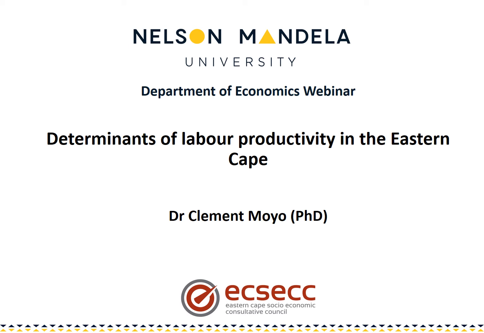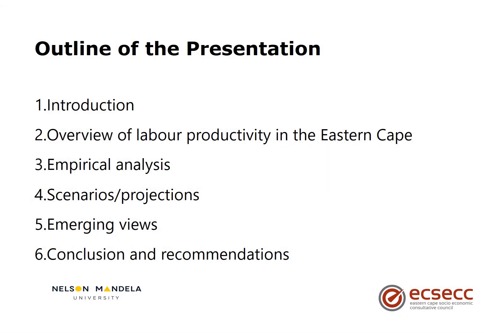Good day, everyone. So this study looks at the determinants of labor productivity in the Eastern Cape. It's one of two studies under the theme of the quadruple challenges that are affecting the Eastern Cape. The quadruple challenges are low economic growth, high unemployment, inequality, and poverty levels. The structure of the presentation is outlined in the slide, so we'll start off with the introduction and background, all the way until I end off with the conclusion and recommendations.